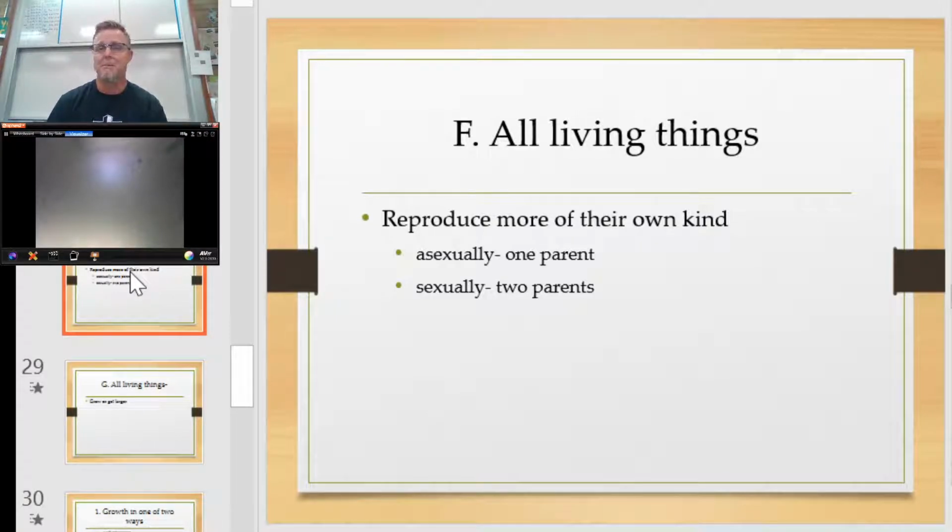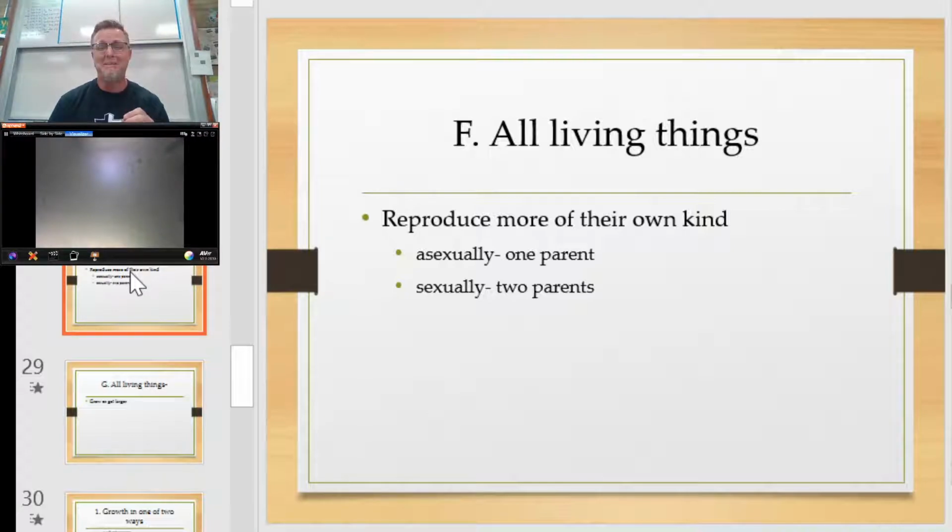There's two ways to reproduce. It could be sexual or asexual. Asexual reproduction only involves one parent. Basically, the offspring that you get from that single parent is ultimately a clone of that parent. It's very easy to reproduce this way. You can make lots of offspring this way.